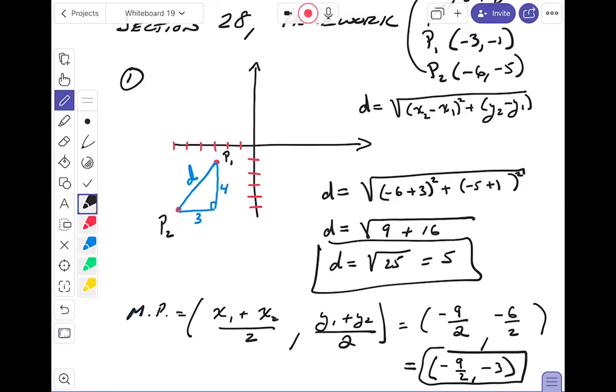So I drew the picture. I found the distance by formula. I also did it by drawing a triangle. I just haven't done the midpoint yet. So look at the midpoint. The midpoint between those 2 points is over here somewhere.